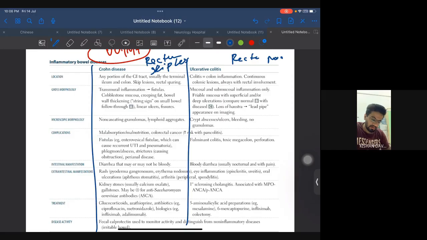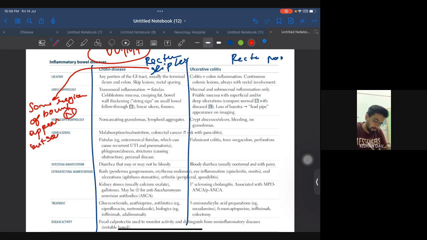In ulcerative colitis, no skip lesion. Okay. And if it is a skip lesion, how will the question be framed? Some regions of the bowel appear normal, but some are damaged.